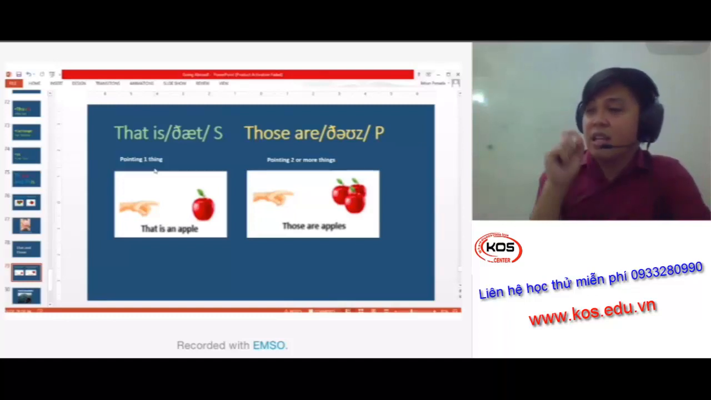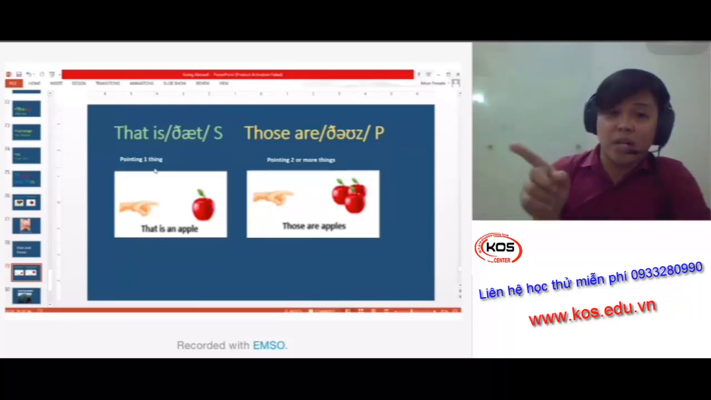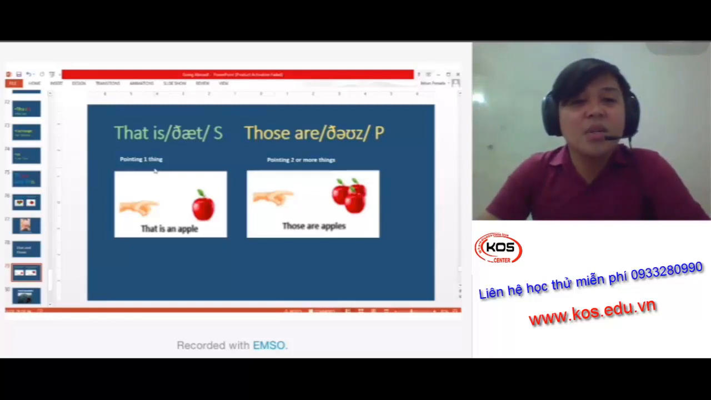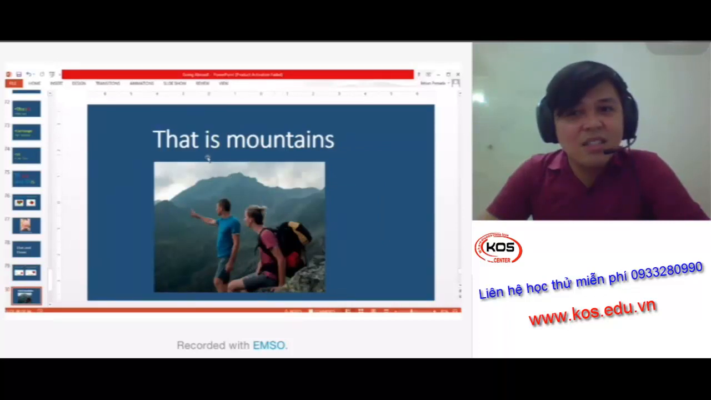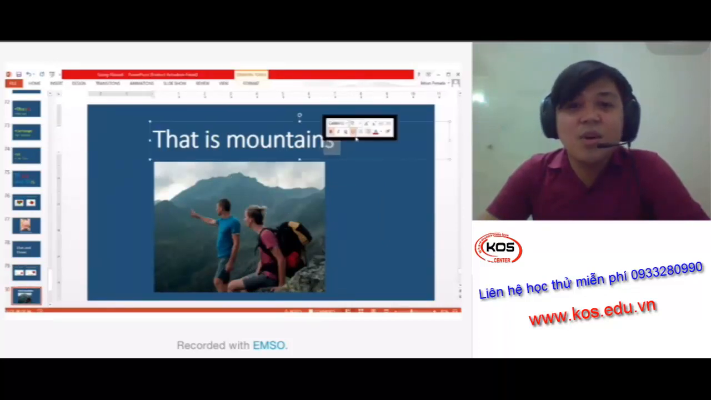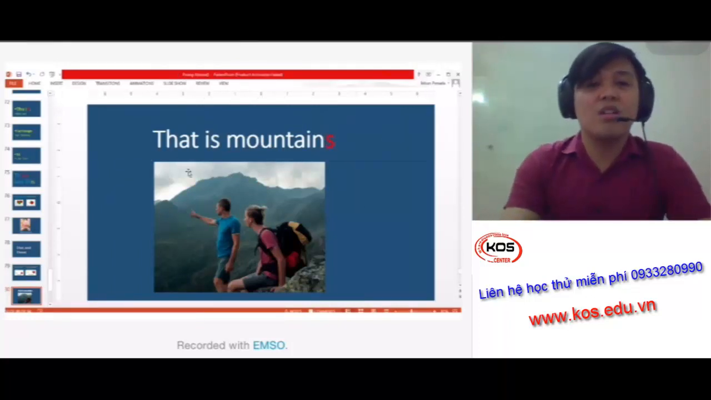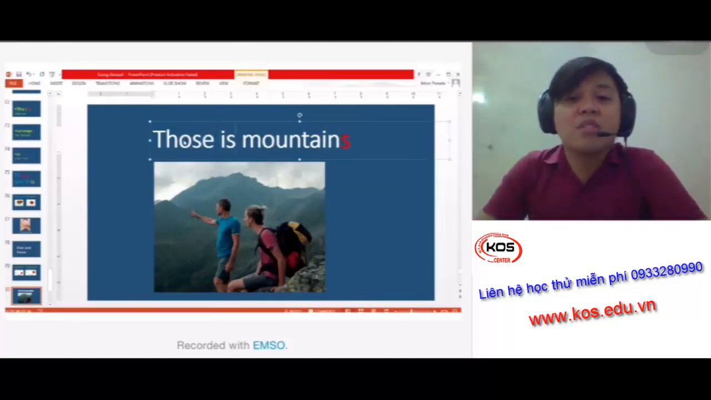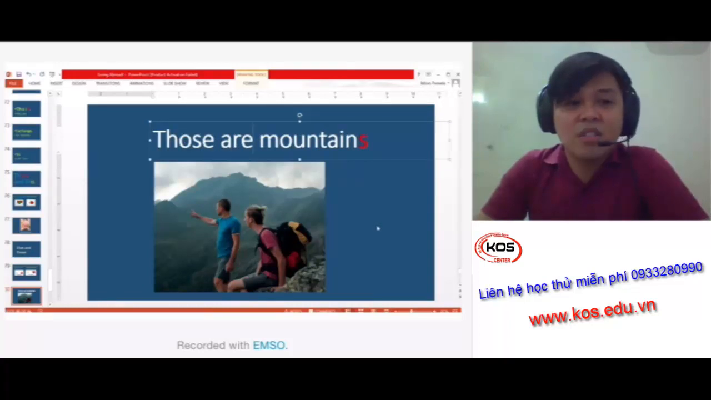Okay? So if I am using this and I'm putting it somewhere and then I'm pointing at it, then I'll say that is a marker. Okay? But if you see more than one marker, let's say 5 markers, you'll say those are some markers, or those are markers. Okay? So here, is this correct? That is mountains. Okay? So this is obviously wrong. So you should say those are mountains. Okay? Those are mountains.